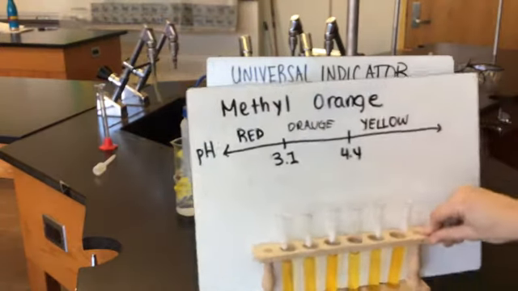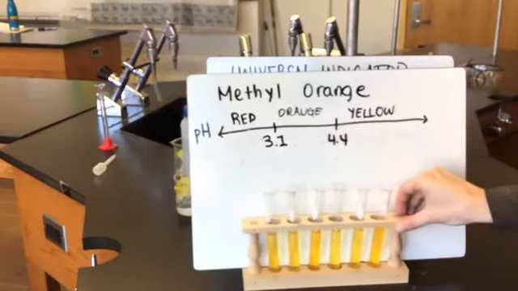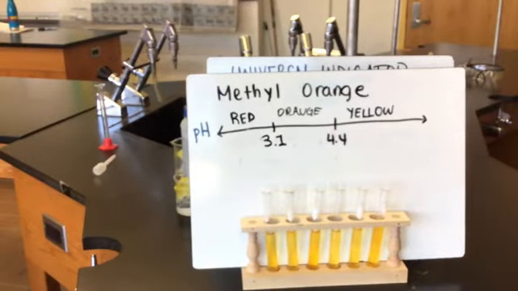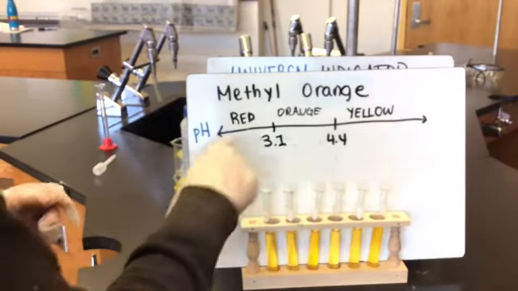That means anything with a lower pH than 3.1 should look red. Anything with a higher pH than 4.4 should look yellow.